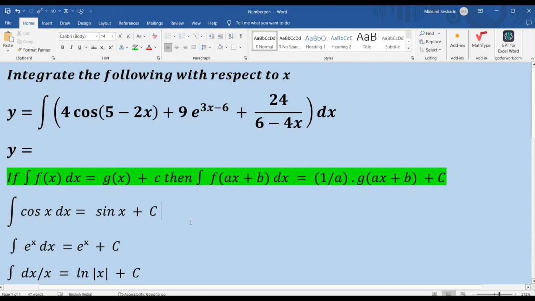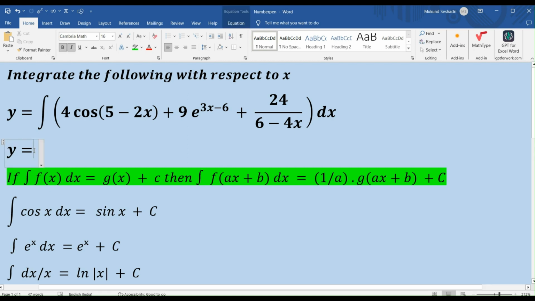Folks, I made a small correction. The integral formula that we need to solve this particular problem is integral of cos of x dx equal to sine of x plus c, right? So when I have integral of 4 times cos of 5 minus 2x, right? And I draw a parallel with what I have highlighted in green, then my ax plus b is nothing but minus 2x plus 5, right? And what is my a then? My a is minus 2, right?